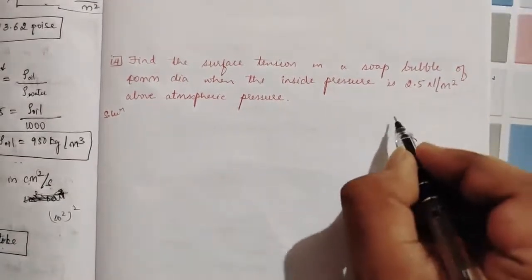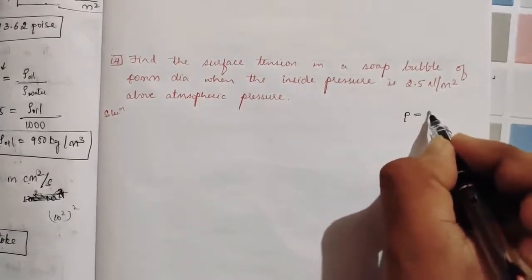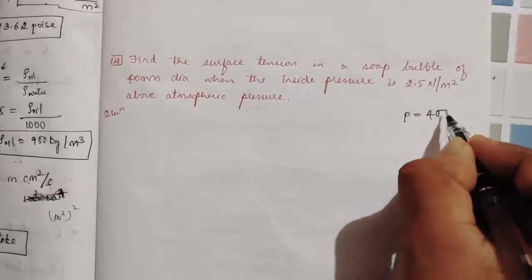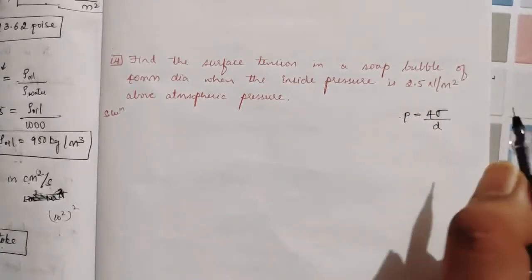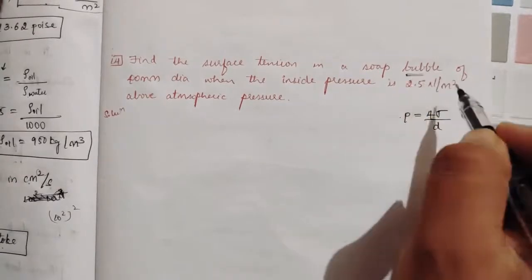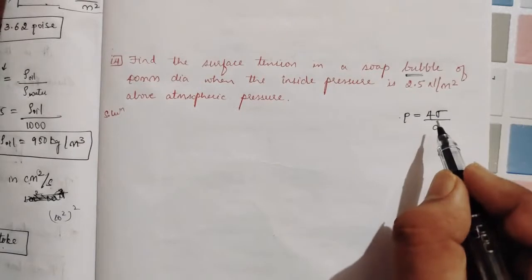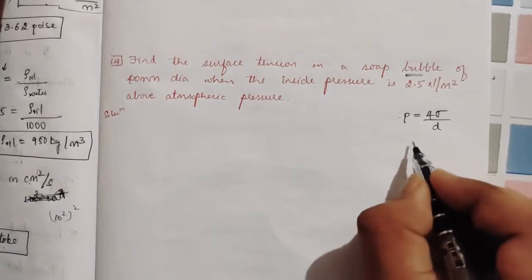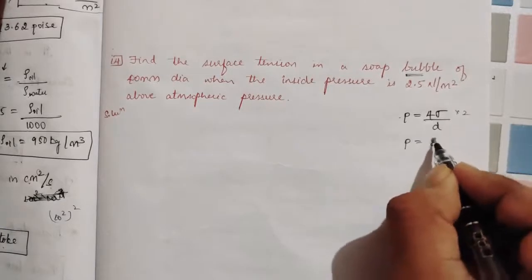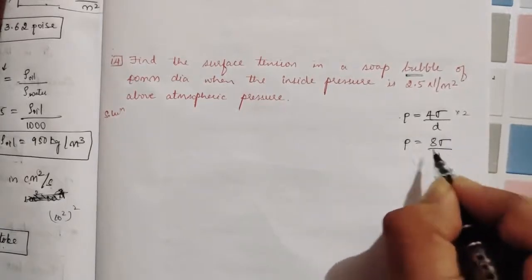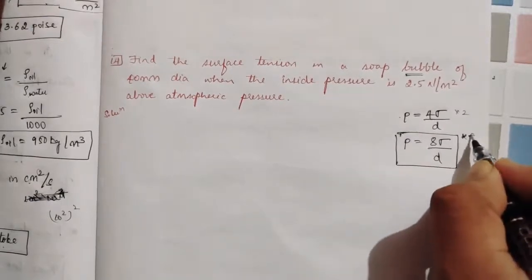So what is the formula we know? We know the formula, that is pressure is equal to 4 sigma by d. This is for the liquid water droplet. Now they are giving for a bubble. Bubble means what? 2 circumference. There will be 2 circumference of the bubble. So then P is equal to 4 into 2, that is 8 sigma by d. So this formula we have to use whenever a bubble problem is given.